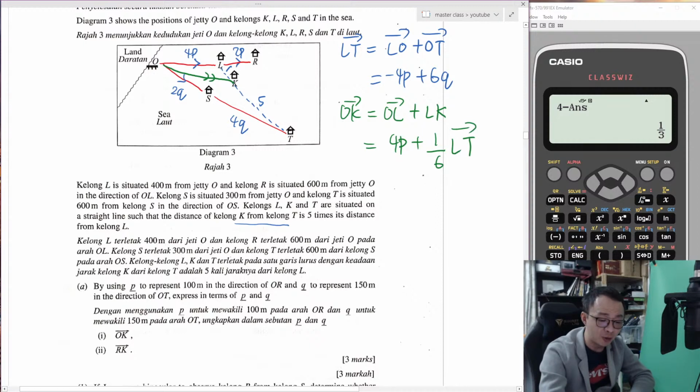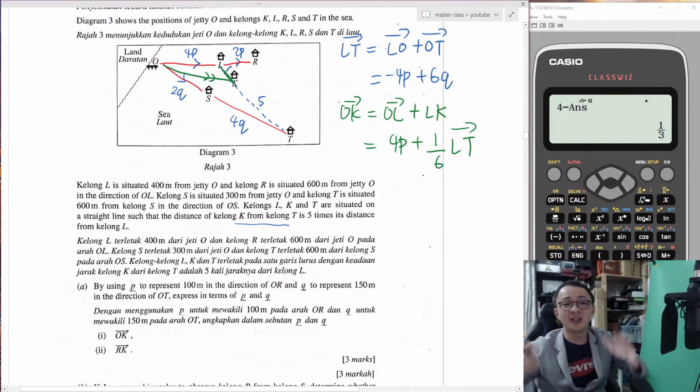So because L to K actually takes 1, the total LT will be 6, right? 5 plus 1 is 6 ratio.